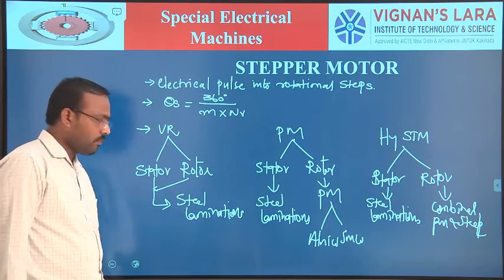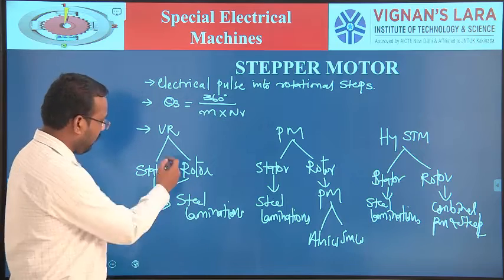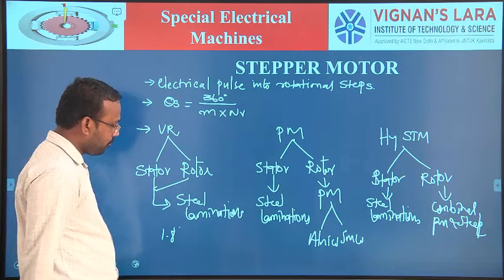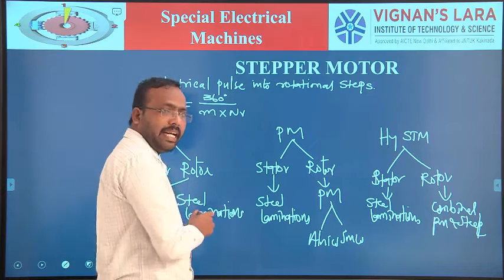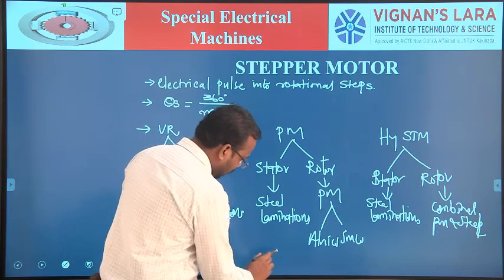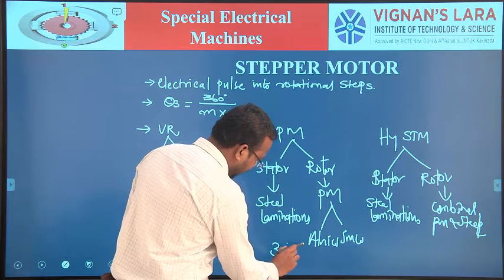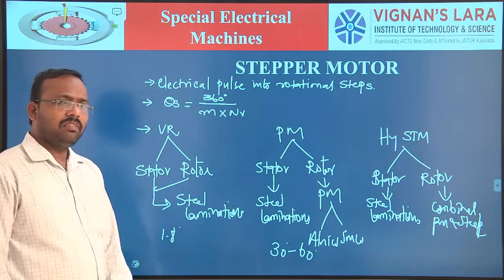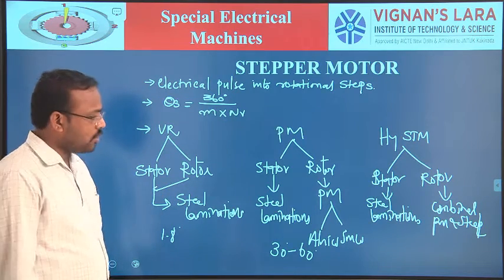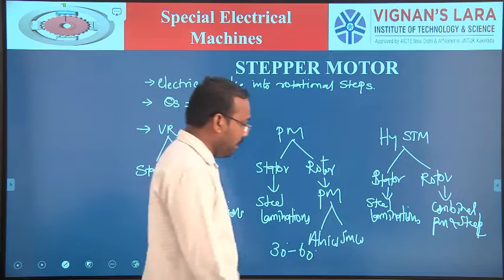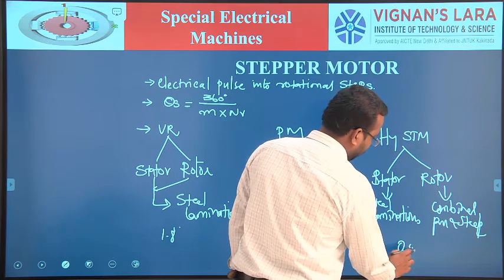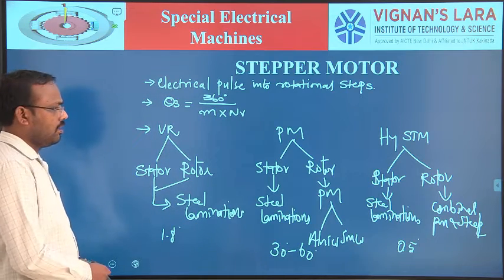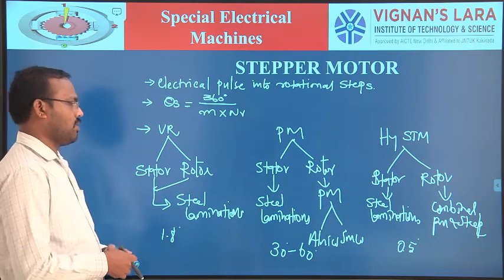Next, the advantages. Step angle: the minimum step angle for the VR stepper motor is 1.8 degree. For the permanent magnet stepper motor, the step angle is limited to about 30 to 60 degree. For the hybrid stepper motor, the step angle is very low, the minimum step angle is 0.5 degree. So these are the importance of the stepper motors.